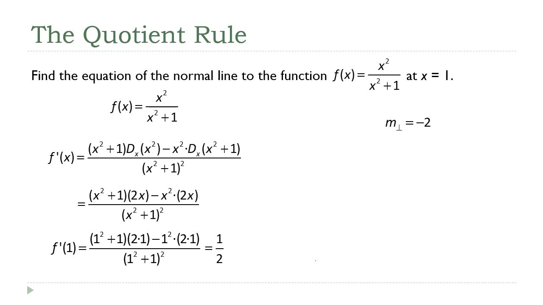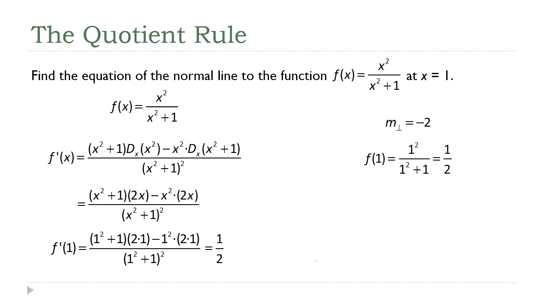Now, remember what our goal is here. We want to find the equation of a line. To do that, we need two things: the slope, which we've got, and the coordinates of a point. We want the point that's on the function when x equals 1. If I calculate f of 1, that's just putting 1 into that function formula, and we get f of 1 is equal to 1/2. So now I have my point. The slope of my line is negative 2, and it goes through the point (1, 1/2).